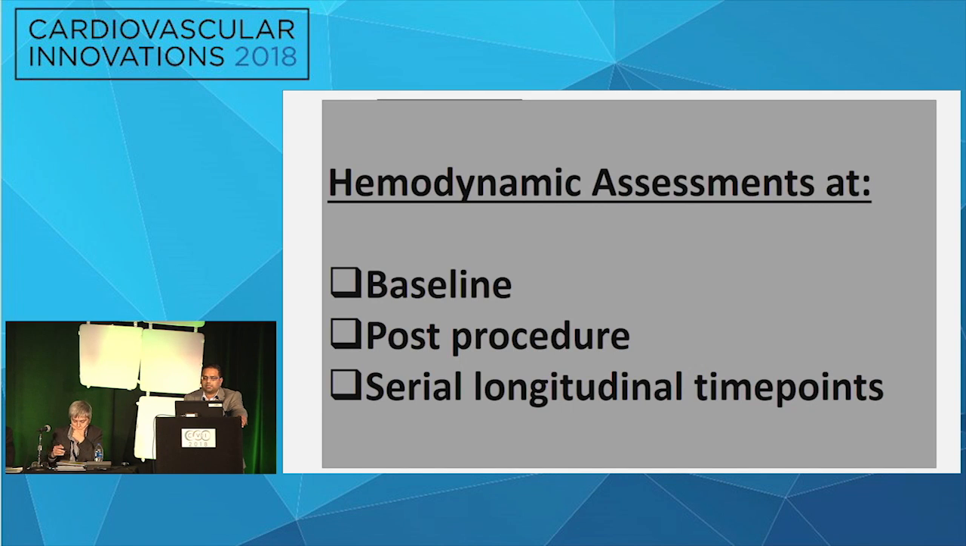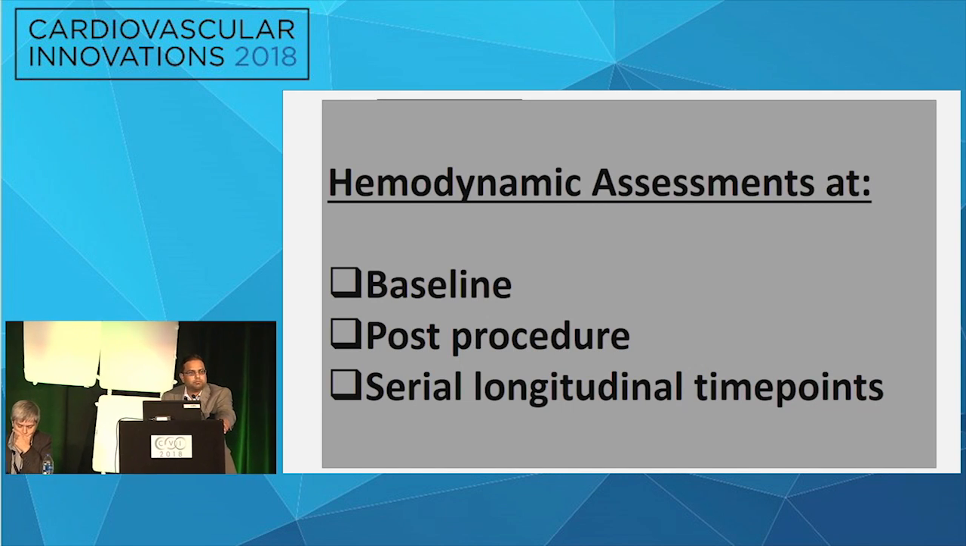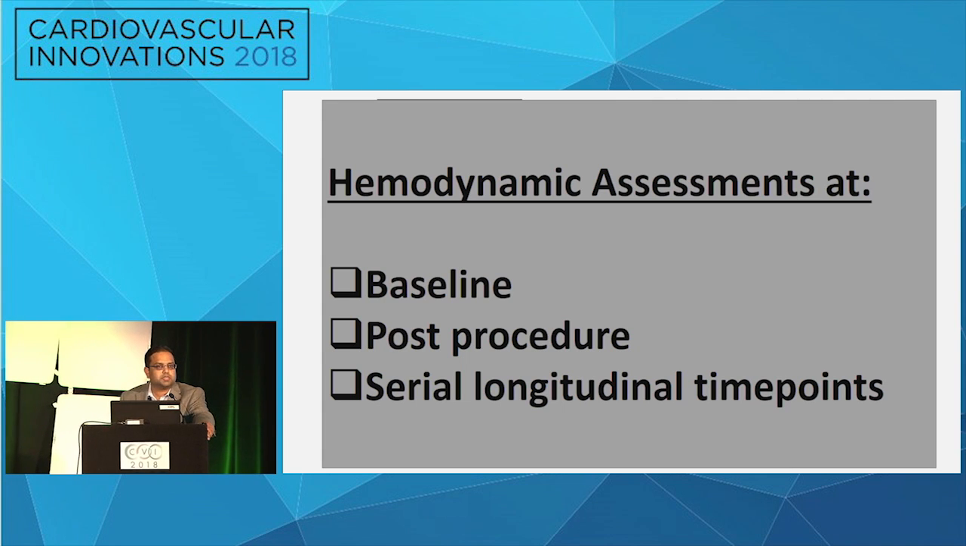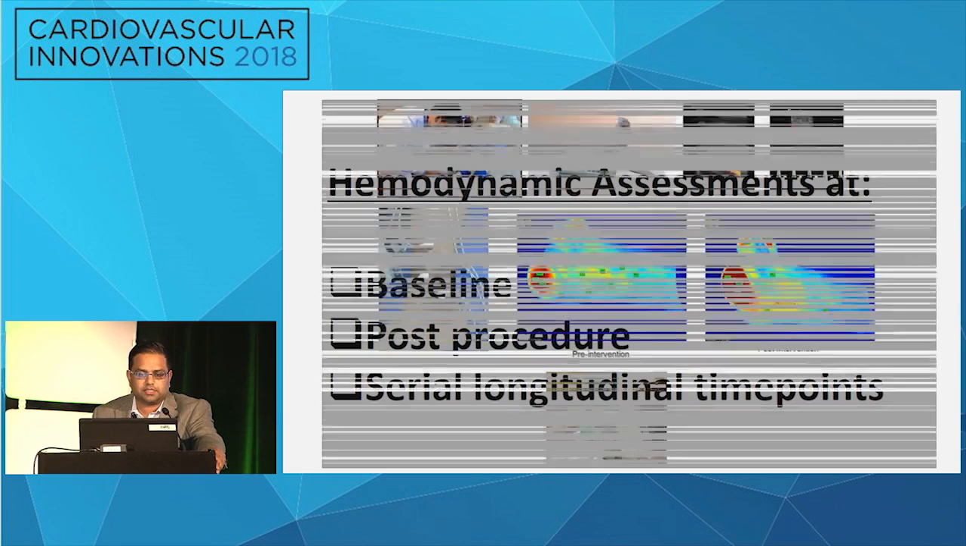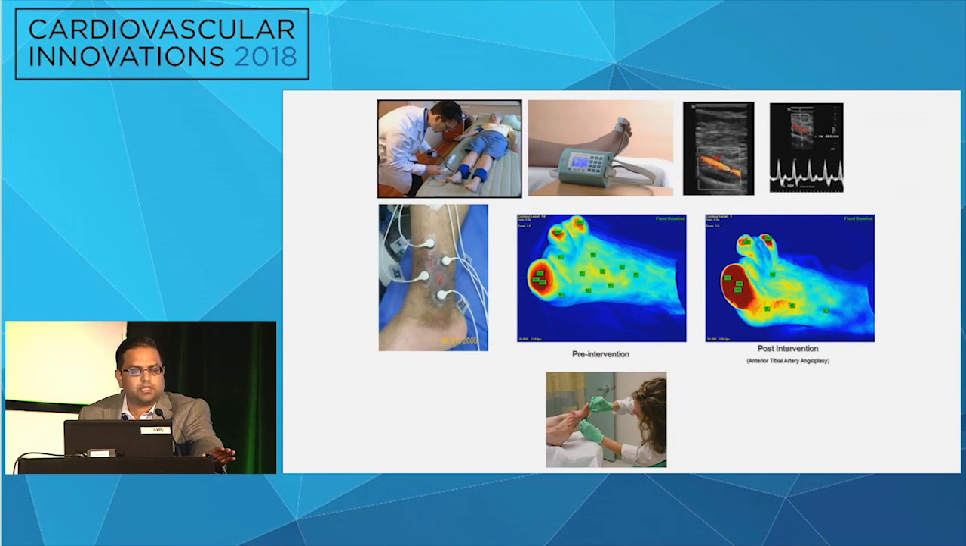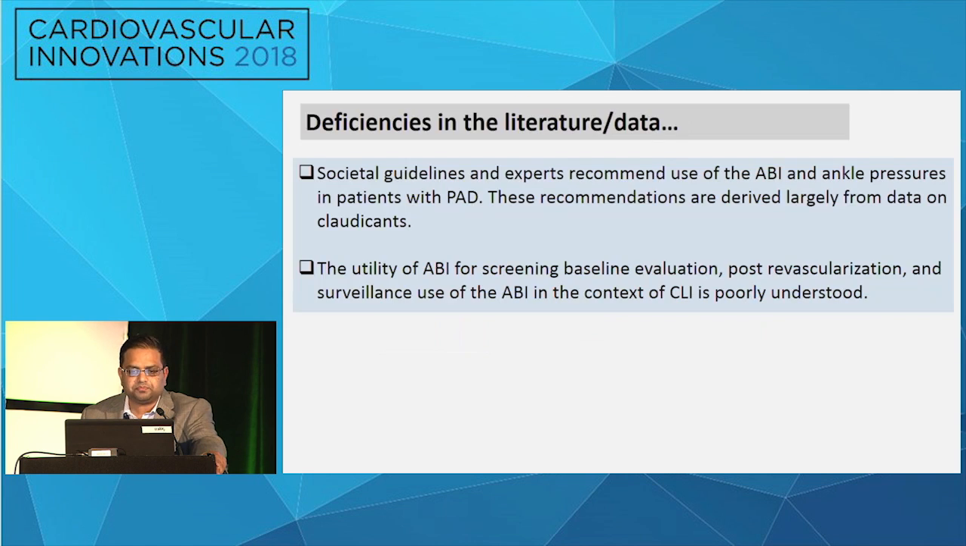So hemodynamic assessments involve baseline assessment, post-procedure, and serial longitudinal time points to be able to follow these patients over their clinic visits. A wide variety of different tests. You've heard a lot about these different ones: ABI, toe brachial, duplex, transcutaneous oximetry, various forms of non-invasive angiography, and then sort of the good old physical exam, which has obvious limitations.